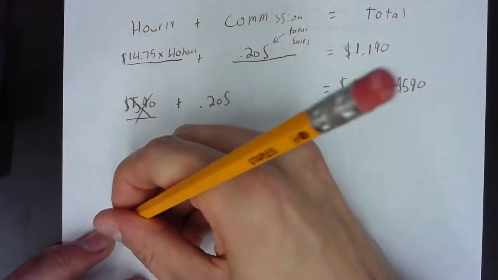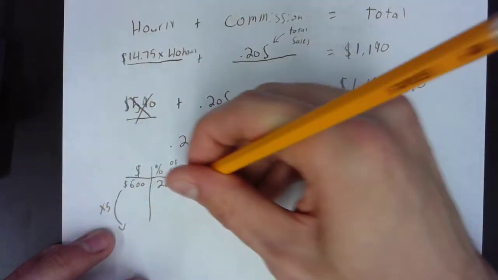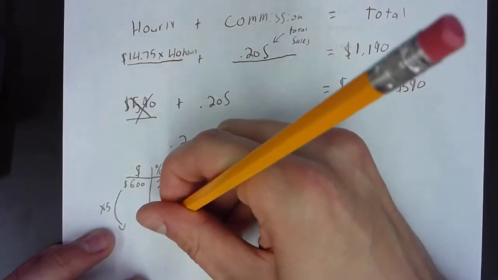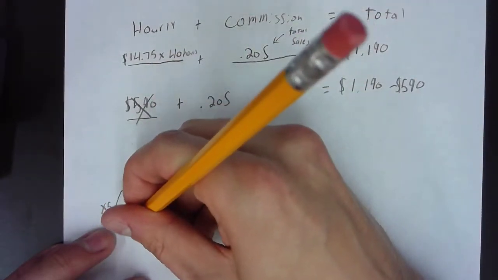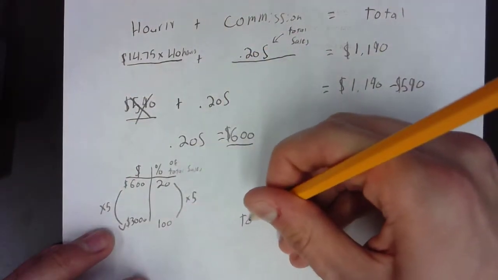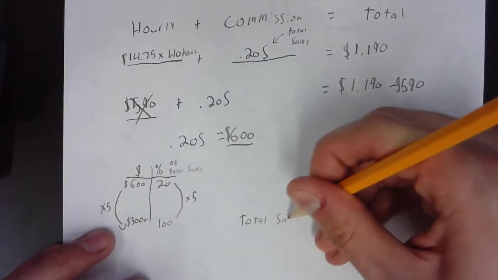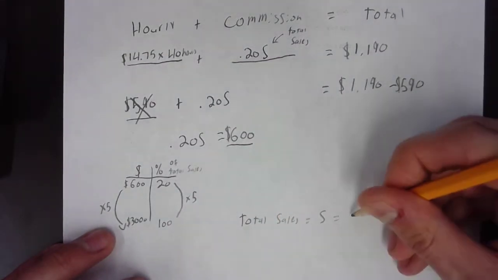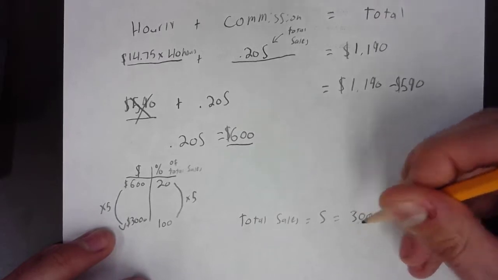And now we can just easily multiply both of these by 5 to give us our 100% is going to equal $3,000. And so total sales is going to be equal to our S variable, which is equal to $3,000.